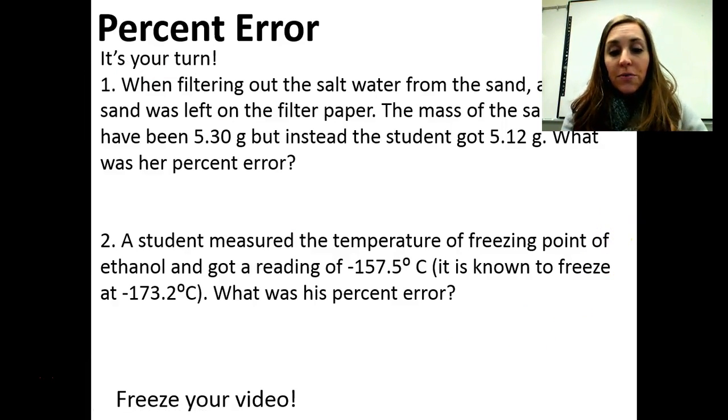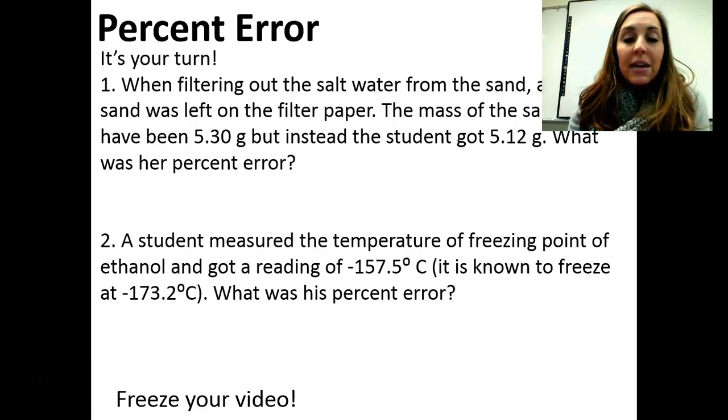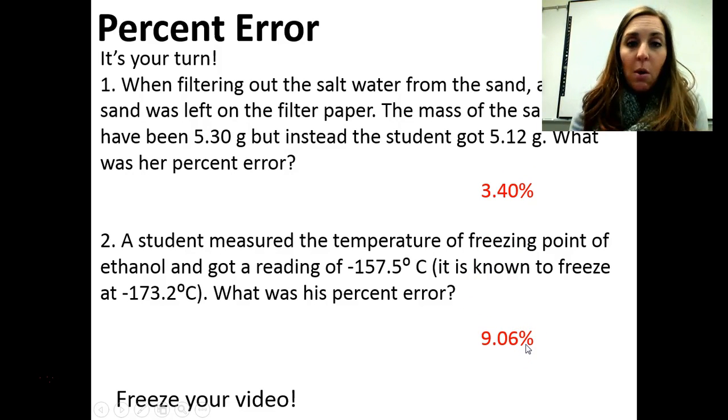All right, so it's your turn. You've got 2 questions to give a try. So you have to freeze the screen, try the questions. I'll give you the answers in a minute. If you get something different from me, then definitely talk to the teacher and see what you did wrong. Okay, so you did freeze the computer. You've answered your questions. Here are the answers. So you should have gotten 3.40% and 9.06%. If you didn't get that, go see the teacher and figure out what happened. All right, see you in the next video.